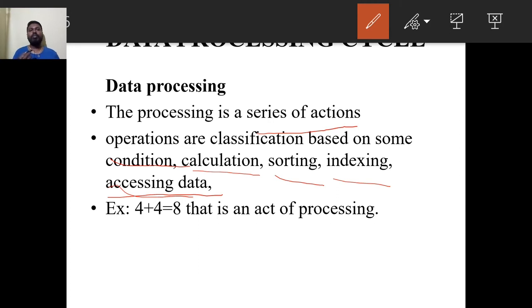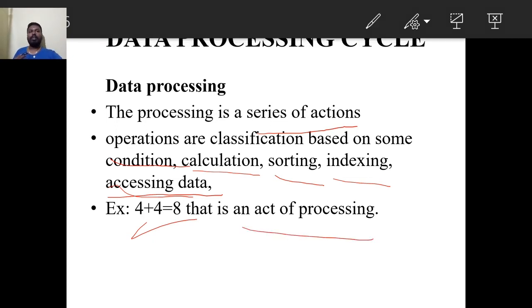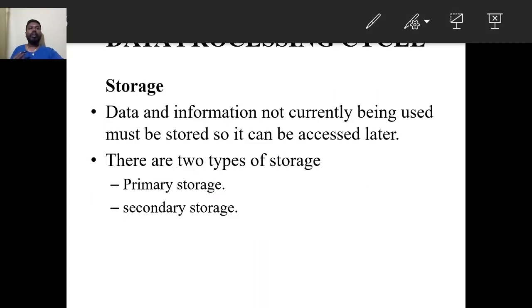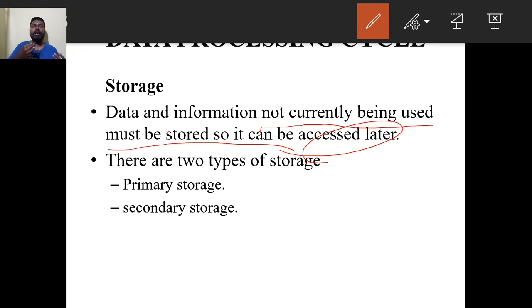Same example. If I give two numbers, 4 plus 4, what will you do? You will do calculation. That act is called processing. This is stage 2. Next, stage 3, storage. We know that after getting the result, you store it in your mind. Same thing: data and information which are not currently being used must be stored so that we can access it later. Whenever we want, we can access the data later. So this is important.